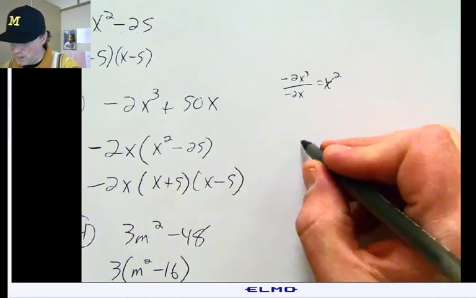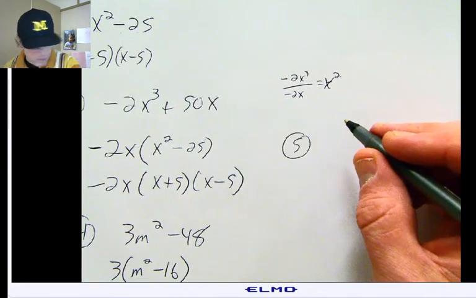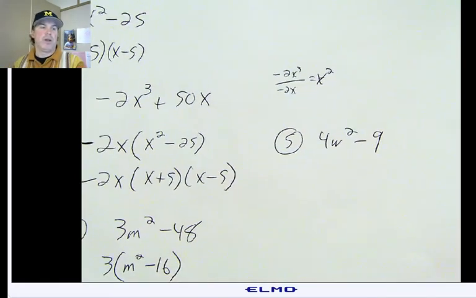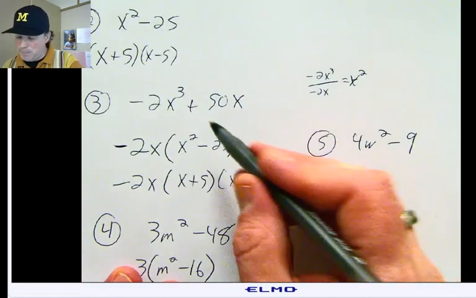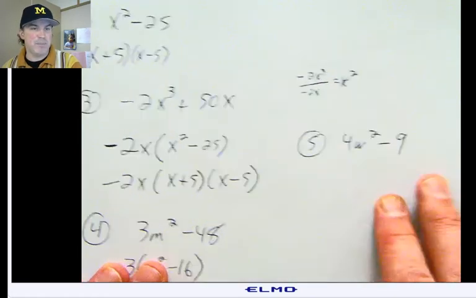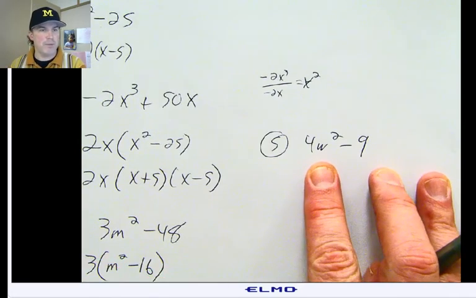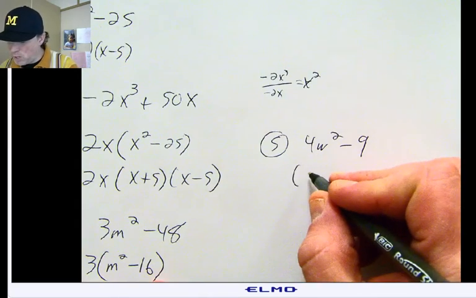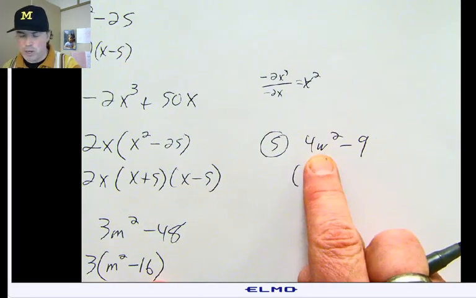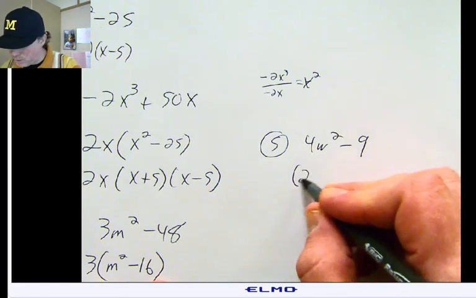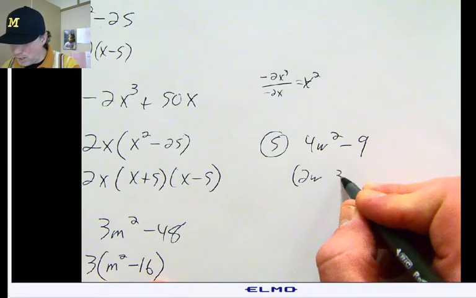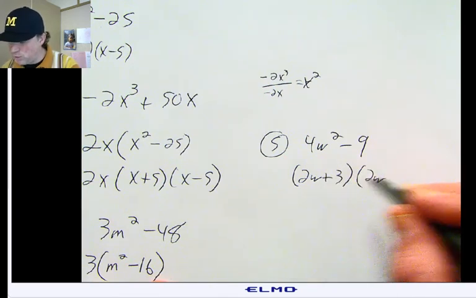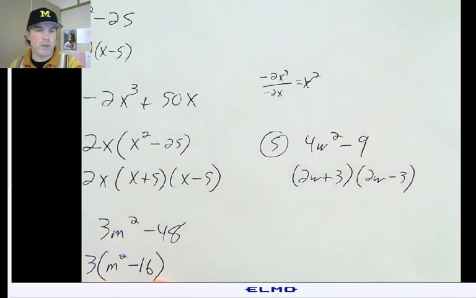Two more of this variety. Number 5. 4w squared minus 9. Now in those last couple problems, I factored out common factors. But do these problems have a common factor? Nope, 4 and 9 have nothing in common. But I do know the square root of 4w squared is 2w. Square root of 9 is 3. There's a minus between them, so it's a difference of two squares. 2w plus 3, 2w minus 3.